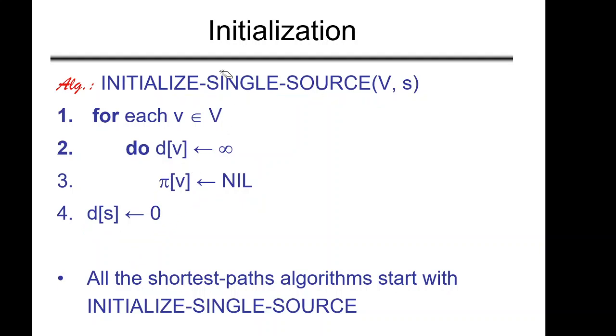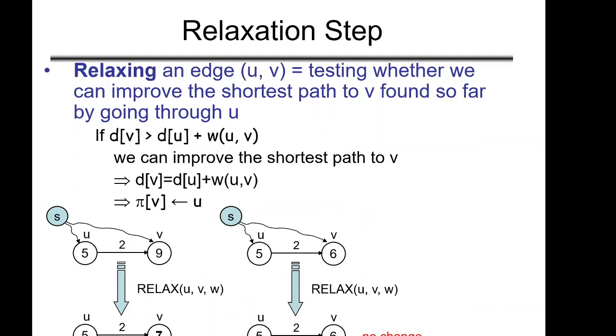Okay, how much time will this algorithm take? This will take v time. Agree, because we have to run this loop and this is a constant operation. Okay, great. Now there is a relaxation step involved. Now what is the relaxation step saying?